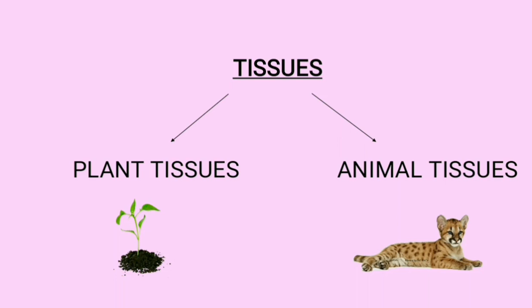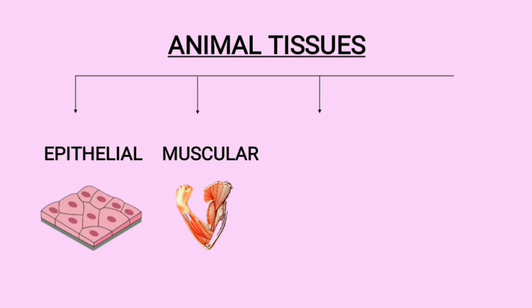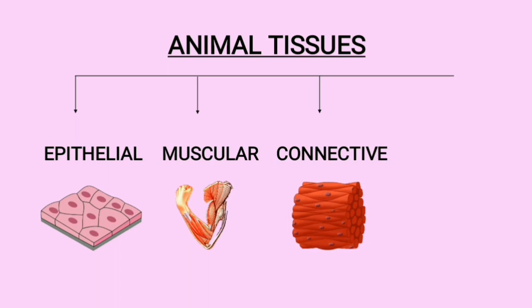We know that animals have millions and billions of cells. All must have different structure and functions. But when cells of similar structure and functions come together to perform a single function, the group of cells is called a tissue. In animals, tissues can be broadly classified into four categories. The first one is epithelial tissue. The second one is muscular tissue. The third one is connective tissue, and the last one is nervous tissue. We will discuss each one of them in detail.